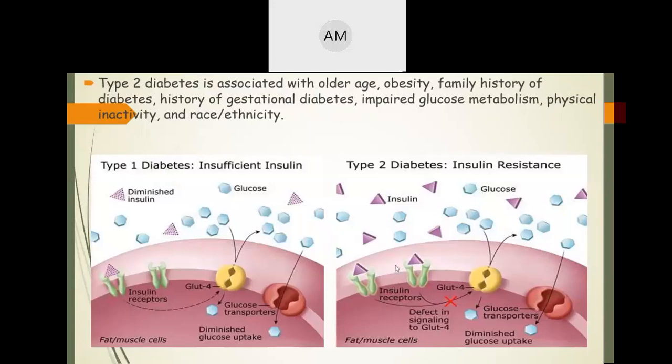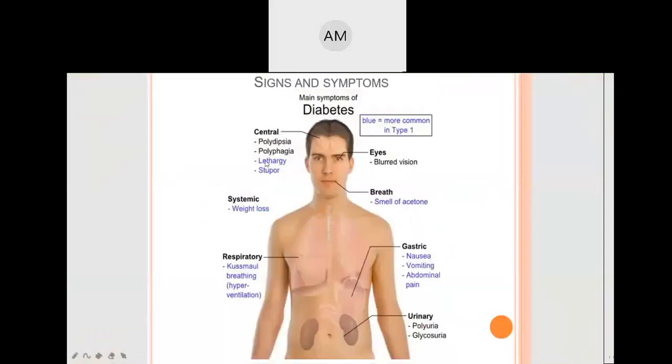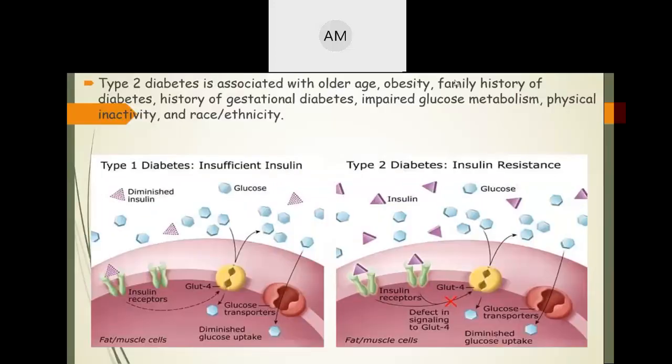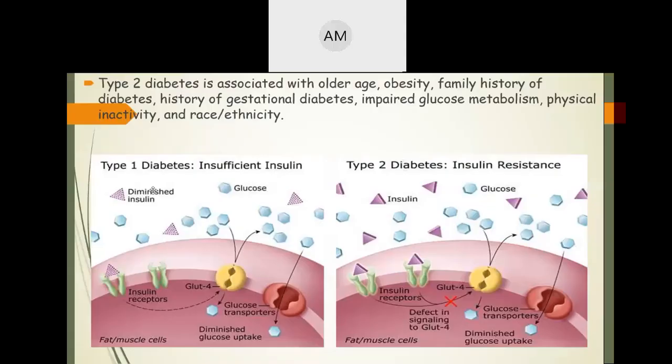So you can see from the images on the screen. In type 1 diabetes, there is insufficient insulin. Let me show you. Just a second. Let me highlight it. Okay. So in type 1 diabetes, there is less production of insulin, or diminished insulin. So the insulin is very low, or you can say it's not even there.